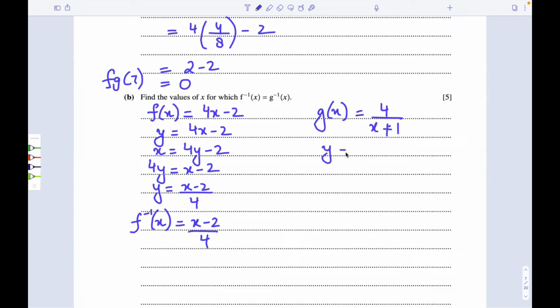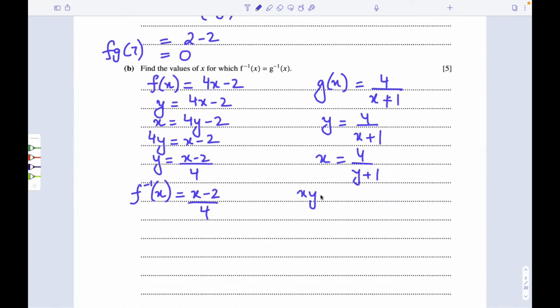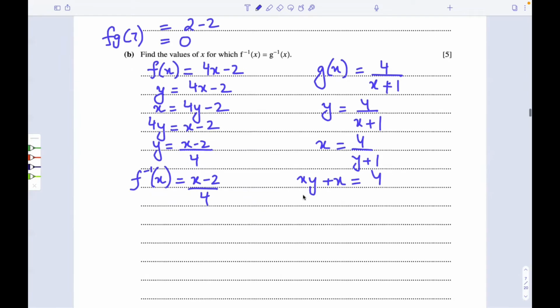So writing y in place of g of x is the first step, and then interchanging the values of x and y, we get x is equals to 4 upon y plus 1. Cross multiplying, we have xy plus x is equals to 4. So xy is equals to 4 minus x, and y is 4 minus x upon x. So finally, we can write g inverse of x is equals to 4 minus x upon x.